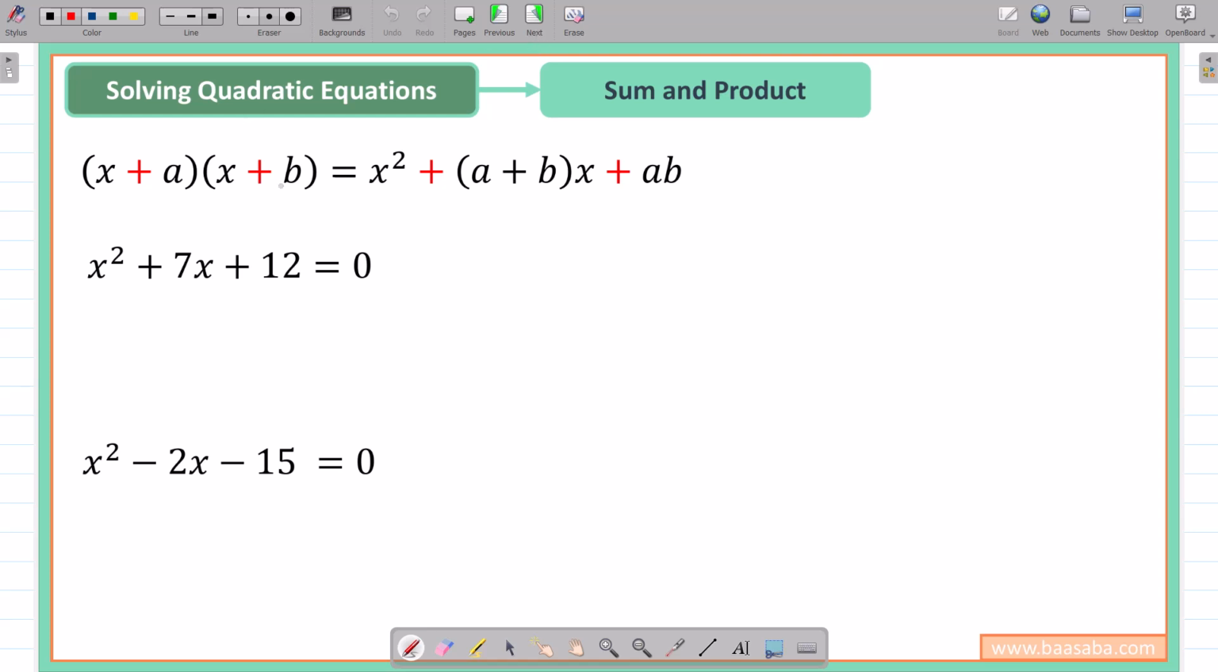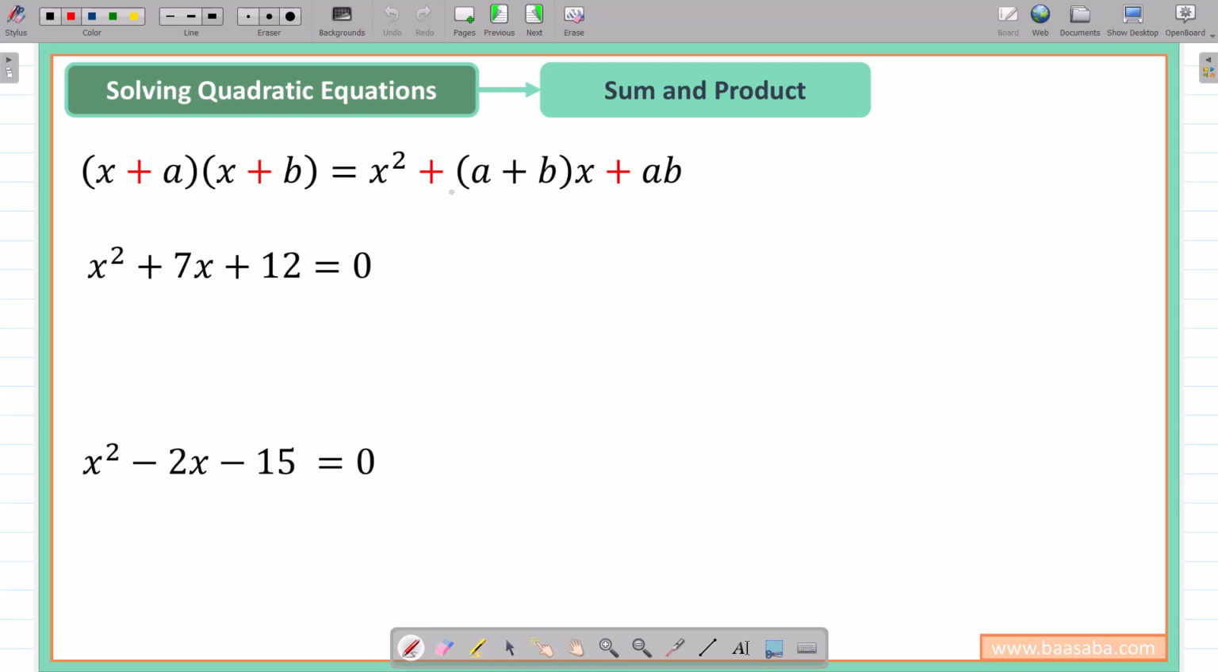Take a look at this identity. As you can see, on the left side of this equation, we have two brackets. The factor x is a common factor in these two brackets, but the first one has a factor of a and the second one has b, and this is not common between these two brackets.